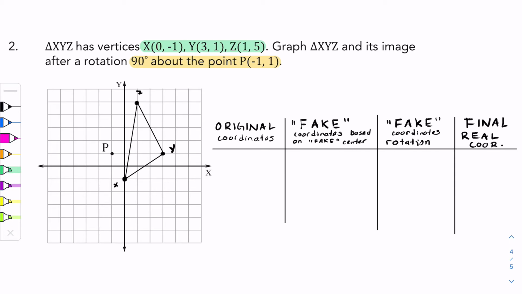So a 90-degree rotation tells us that we have (x, y) mapping onto (-y, x). And notice where I lined those up in my table. So in my table, I lined up my rotation rule. That's what this is. So my rotation rule is lined up with the fake coordinates and the fake rotation coordinates. I do the same exact thing for every problem.